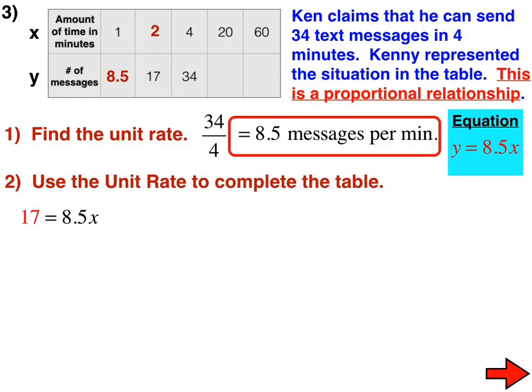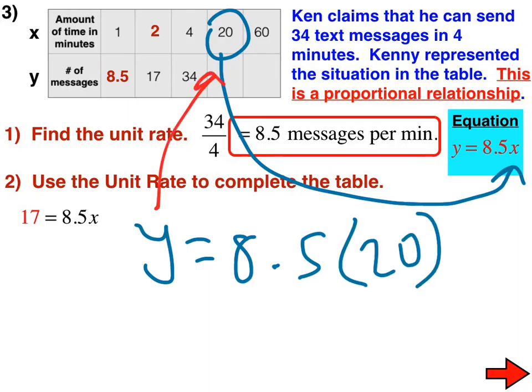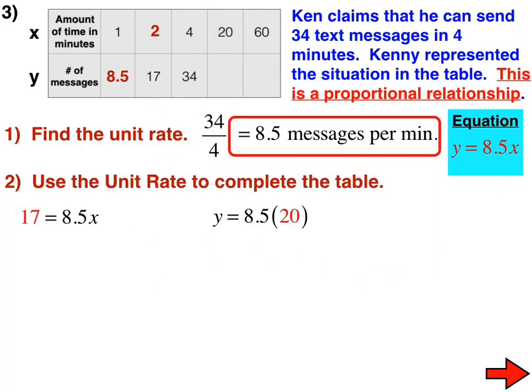The next table value is 20. 20 is an x value. That's a number of minutes. So you need to plug it into x. So that looks like y equals 8.5 times 20, so that you can get y and put it in there. And what does y equal? That equals 170 messages. Same with the number 60. 60 is a number of minutes. So 8.5 times 60, what does y equal? Yeah. 510 messages.